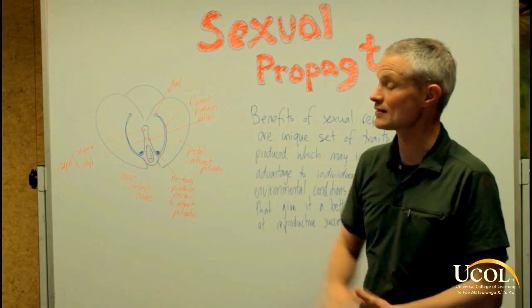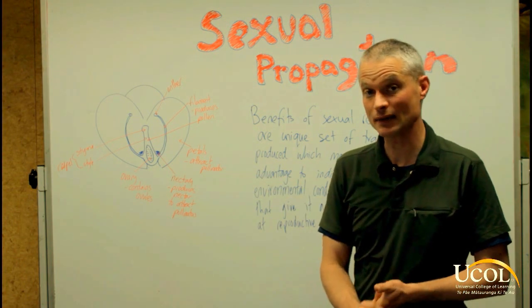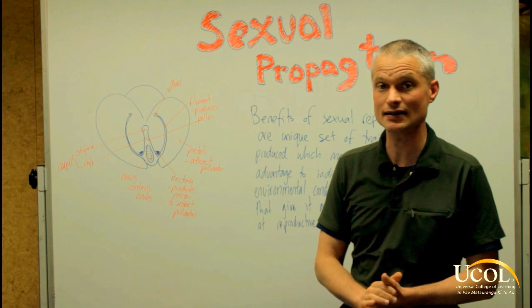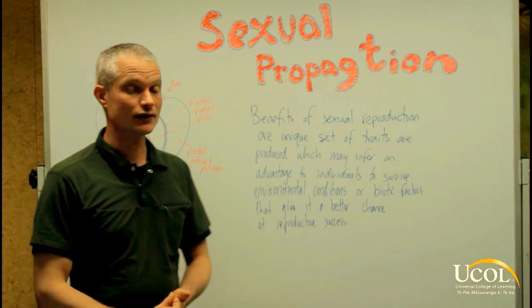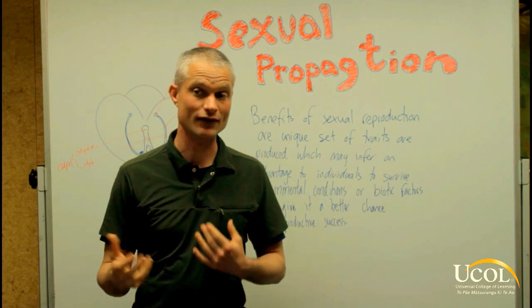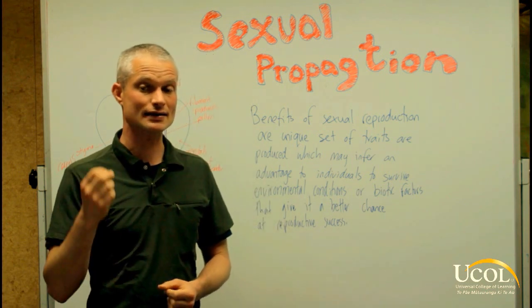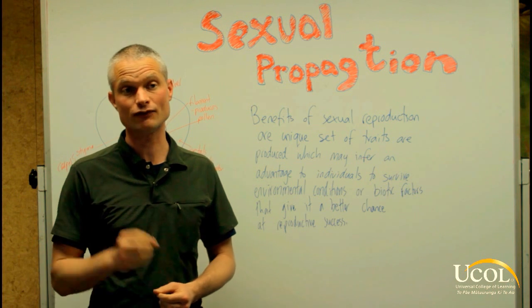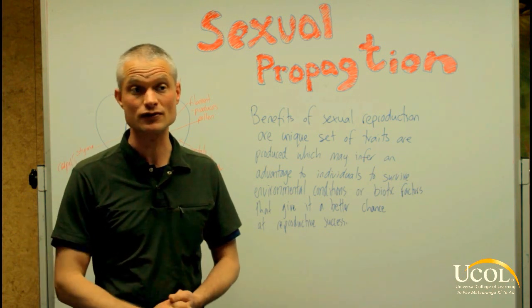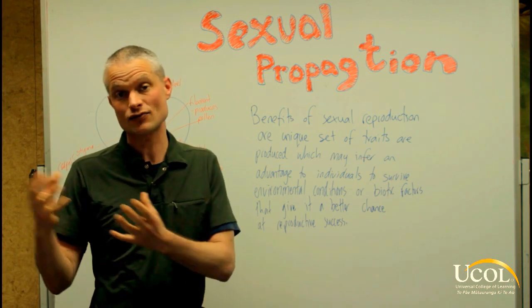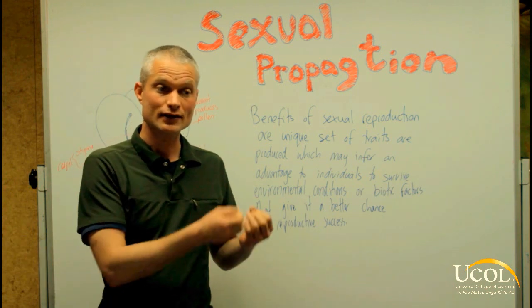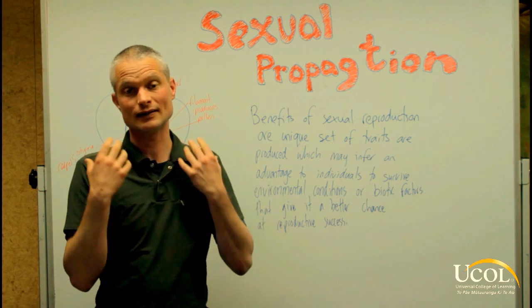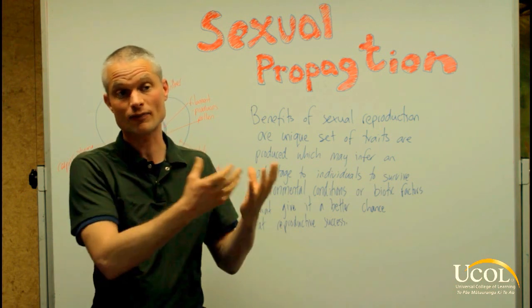So that's the process of sexual fertilization, and the benefit of sexual fertilization is that through that process you're getting a unique set of traits developed within the seeds. So the baby plants that grow from the seeds produced will have different traits to the parents, just as the offspring of an animal are different in features and characteristics from their parents.